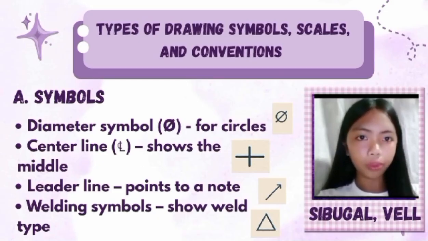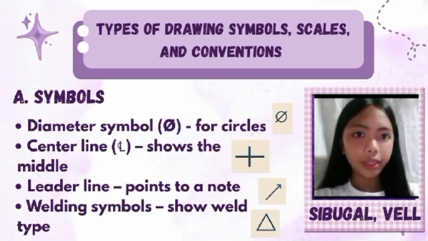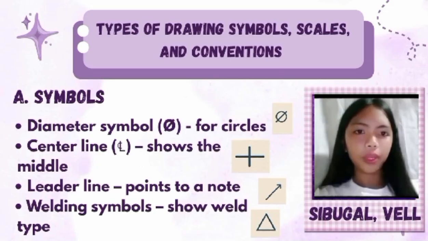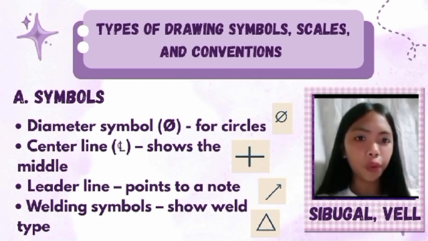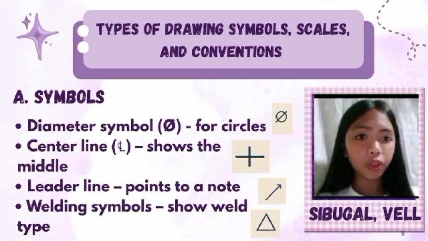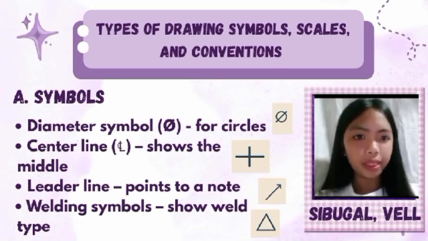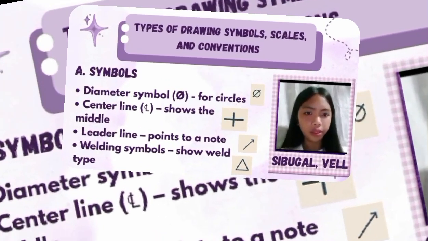Leader line points to a note. A leader line is a thin line that points to a note, label, or measurement. It guides the reader's eyes from the drawing to the explanation. Welding symbols show weld type. These symbols tell the welder what type of weld to make. Examples are fillet weld and groove weld. They help ensure that joining parts is done correctly according to the plan. These symbols make technical drawings easier to read. This keeps drawings neat, organized, and understandable for engineers, workers, and builders.